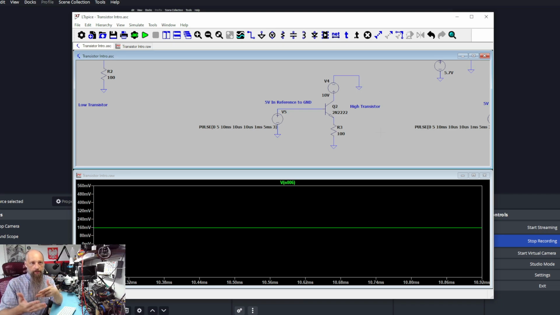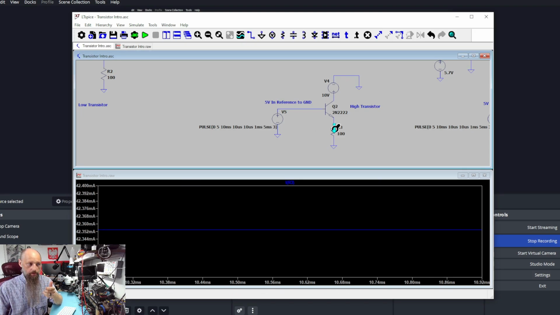If your understanding of transistors is that they are just switches, the circuit should work the same. We should have 100 or 98 milliamps flowing through resistor R3. But when we measure, we see that we have less than half of that. Now, the reason that is happening is because to open the transistor Q2, our 5 volts needs to be in reference to the emitter of the transistor.